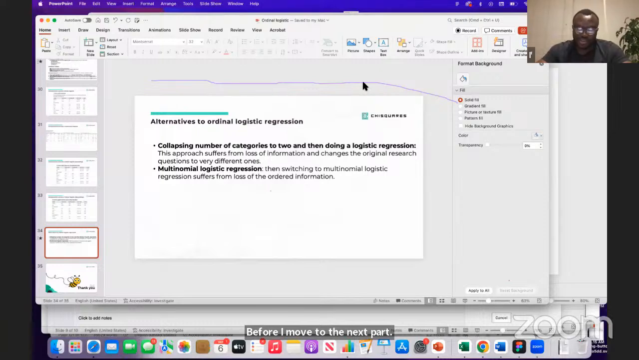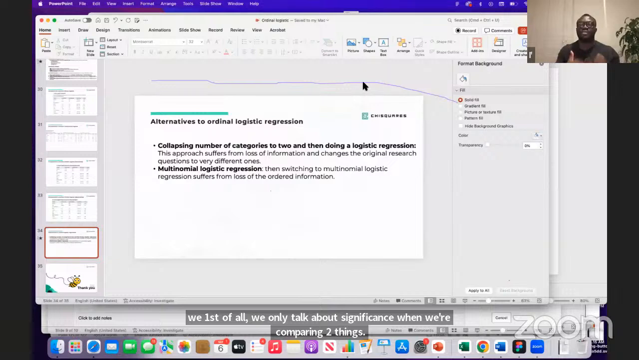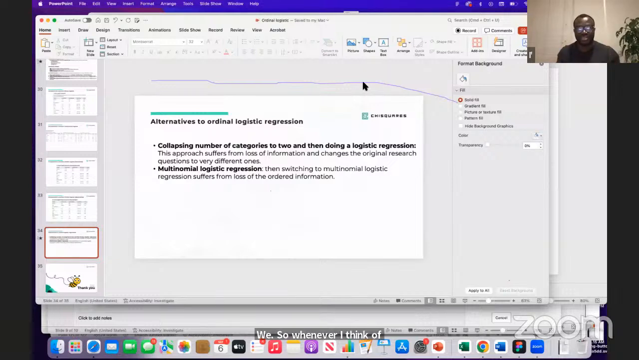The second part of the question was about what statistical significance means. Your understanding of it is wrong. You think statistical significance has to do with sample size. That is a wrong interpretation of it. First of all, we only talk about statistical significance when we're comparing two things. So whenever you think of statistical significance, always think that we're comparing two things.